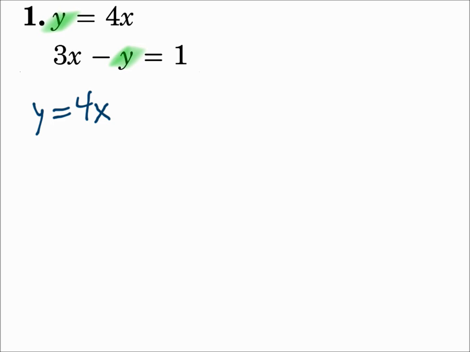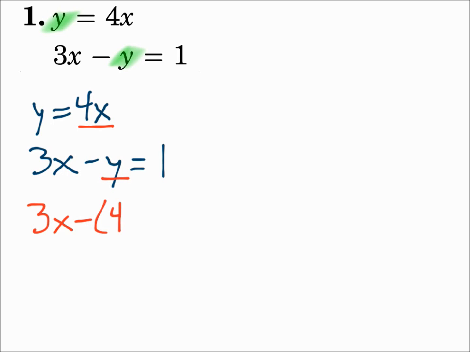Now, substitute whatever y is into the other equation. The other equation is 3x minus y equals 1. So we're going to take 4x, which is what y is, and substitute it in for y in the second equation. 3x minus, put a 4x where the y was, equals 1. Now solve that equation. 3x minus 4x is negative x. And if negative x equals 1, we'll divide both sides by negative 1, and x is negative 1.